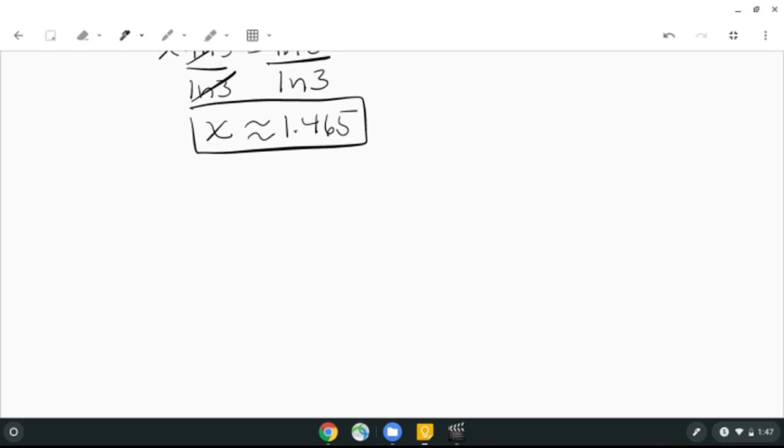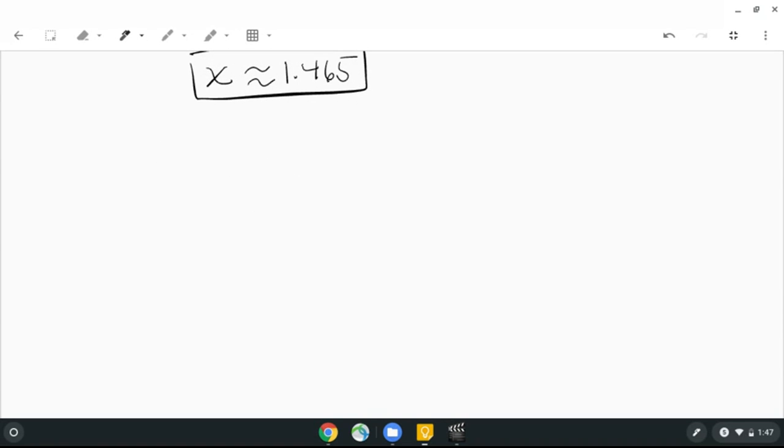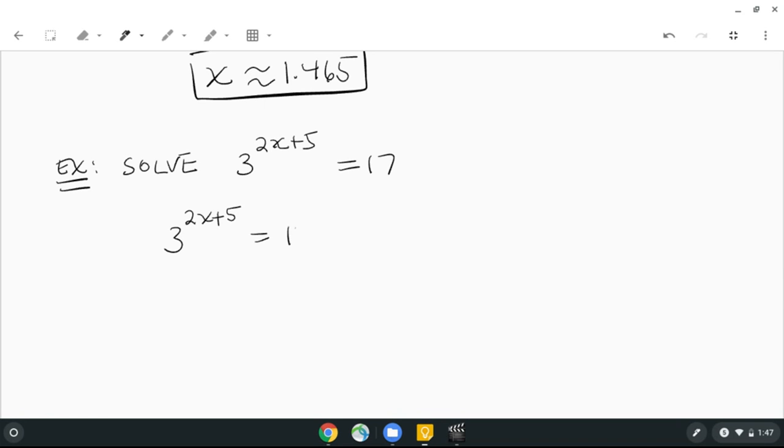All right, so let's take a look at another one. Let's go ahead and solve 3 to the 2x + 5 equals 17. Again, let's round to 3 decimals. So here, 3 to the 2x + 5 equals 17.